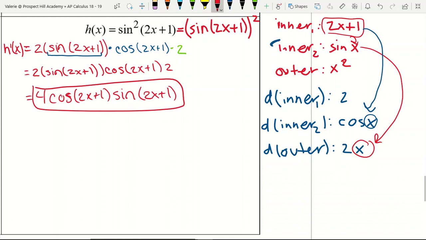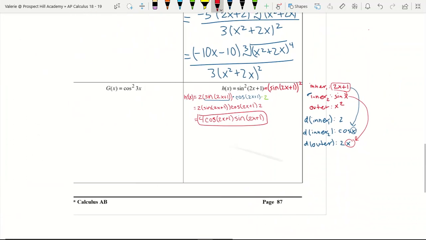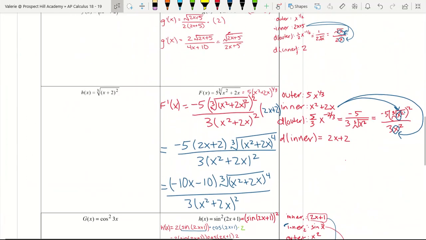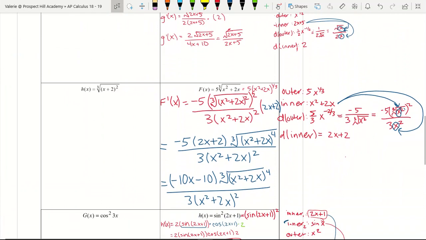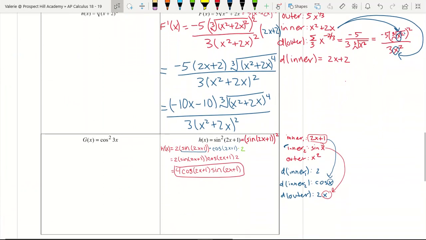All right, so what I want you all to do is work on the right side problems on your own to try to figure out what the derivatives of f of x, h of x, and capital G of x would be.